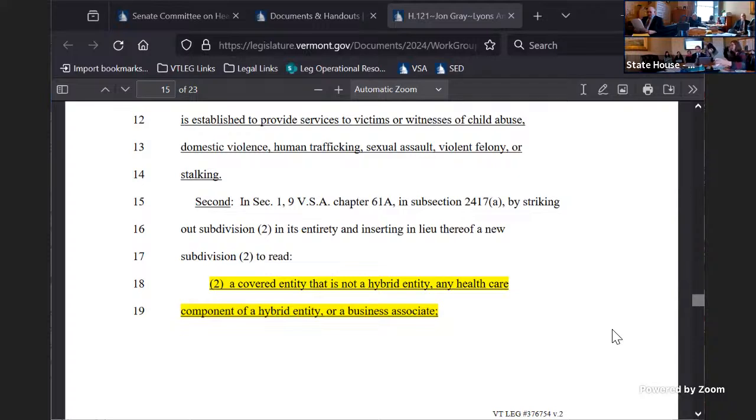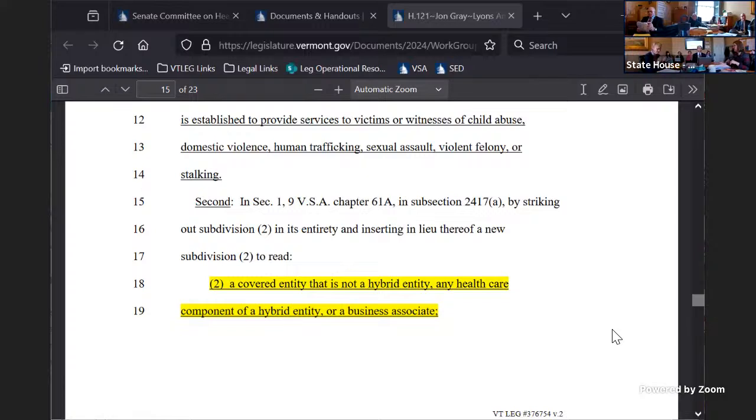So a hybrid entity designates what are called healthcare components, and those are what's subject to HIPAA, and the other pieces are not. So the proposed exemption here is for covered entities that are not hybrid entities, meaning someone who is wholesale, full stop, subject to HIPAA as a whole. So that's someone we can say all of what they do is meant to be subject to HIPAA, and therefore we deem that to be protected by an independent privacy regime. That's the first part of this language on line 18. The second piece here is any healthcare component of a hybrid entity. This is calling out just the pieces of those hybrid entities that are subject to HIPAA, but the non-healthcare components of those hybrid entities would be subject to the Data Privacy Act.